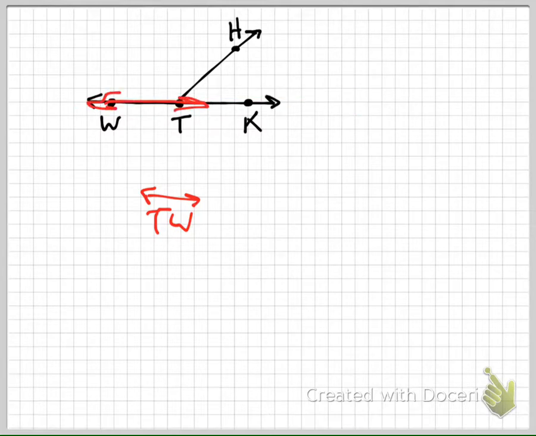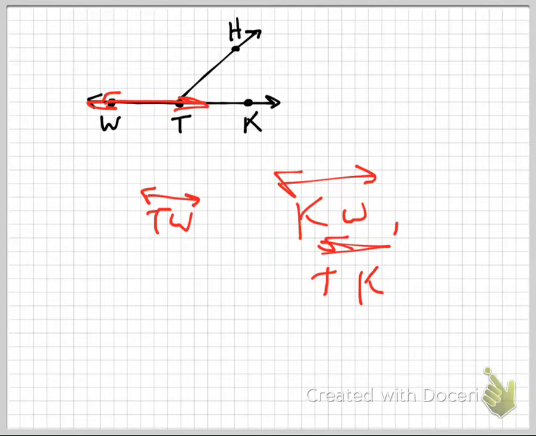So what are other ways that I could write that and it would still be talking about the same exact line? KW would be one, right? TK would be one. KT would be one. WK would be, do you see what I'm saying? All of those are still talking about the same exact what? Line. What makes it a line again? Goes forever. How many directions? Both. Okay.